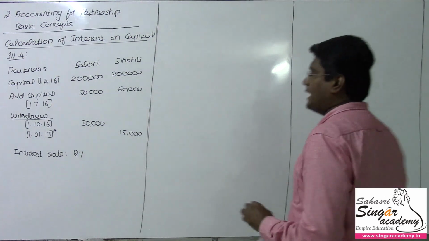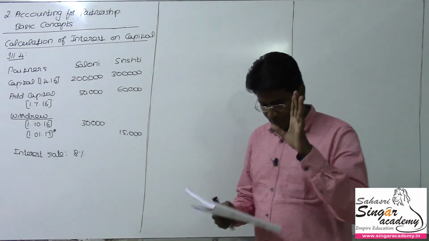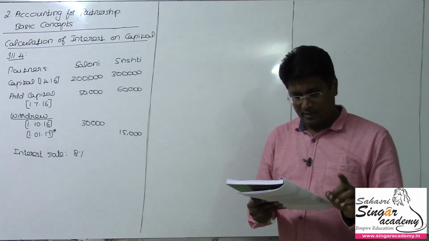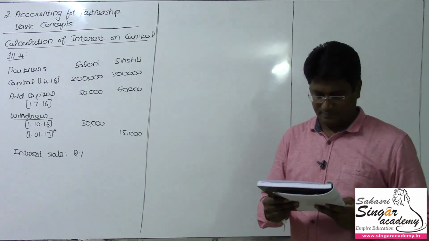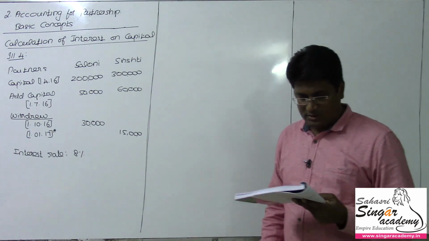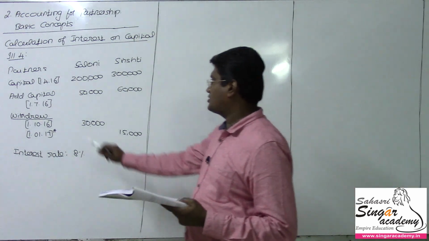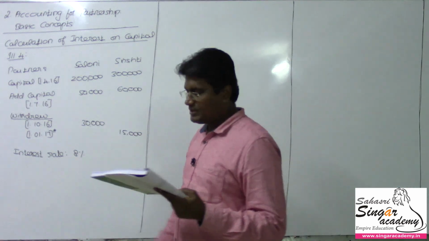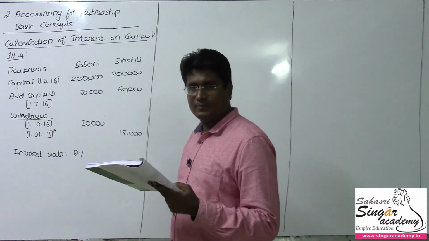Calculation of interest on capital related illustration. Illustration number 4. Two partners are here. Saloni and Srishti are partners in a firm. Their capital accounts as on April 1, 2016 showed a balance of rupees 2 lakhs and 3 lakhs respectively.